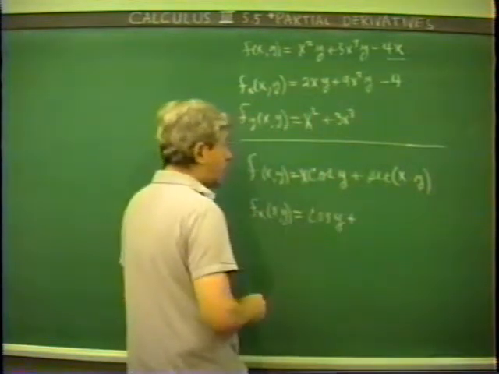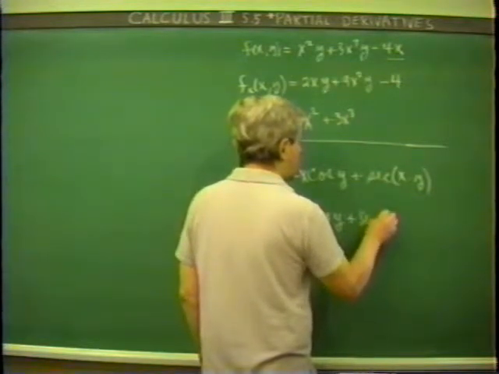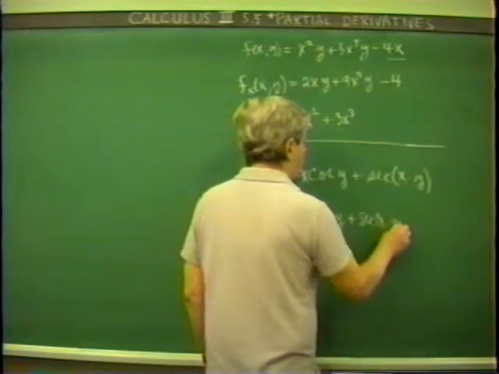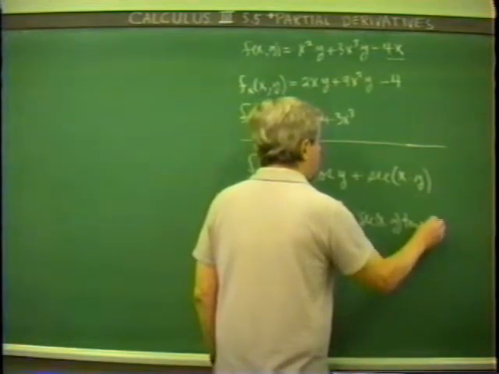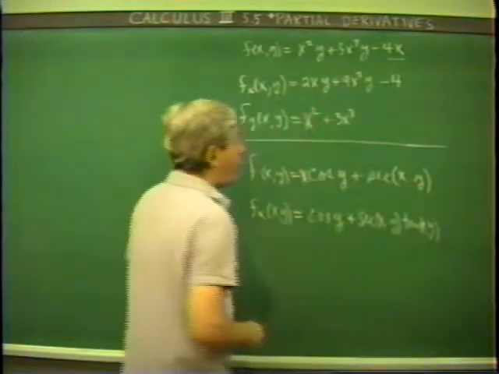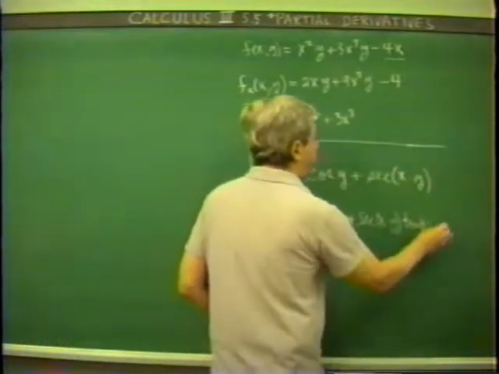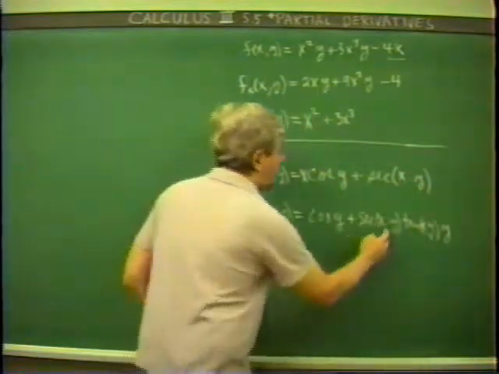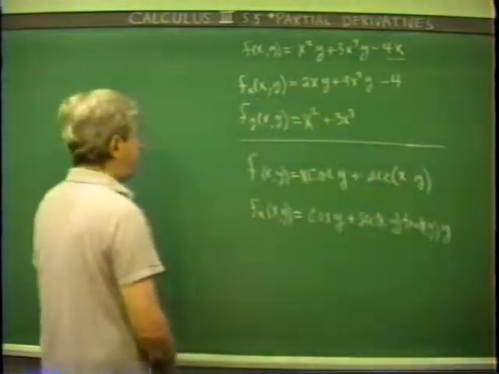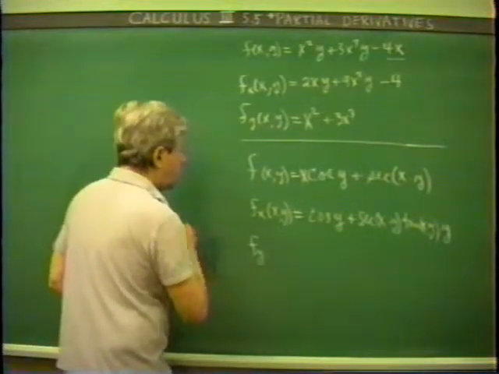Plus, now this is the composition, it's secant of xy. We're treating y as a constant, so the derivative is going to be equal to secant xy tangent xy times the derivative of xy. Well, y is a constant here, so this is like the constant times x. The derivative of a constant times x is going to be the constant. That's to say this is secant xy tangent xy times y.